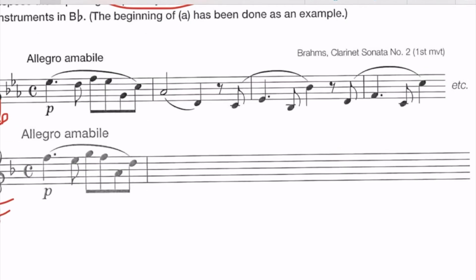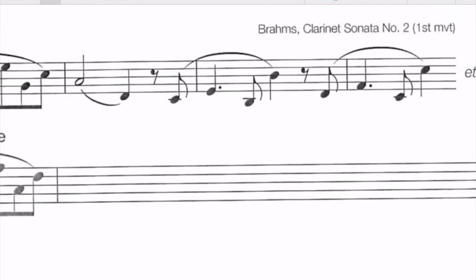So let's go down to the last few measures here and get our notes in. So A becomes G, D becomes C. Okay. C becomes B. E becomes D. We'll just keep going here.